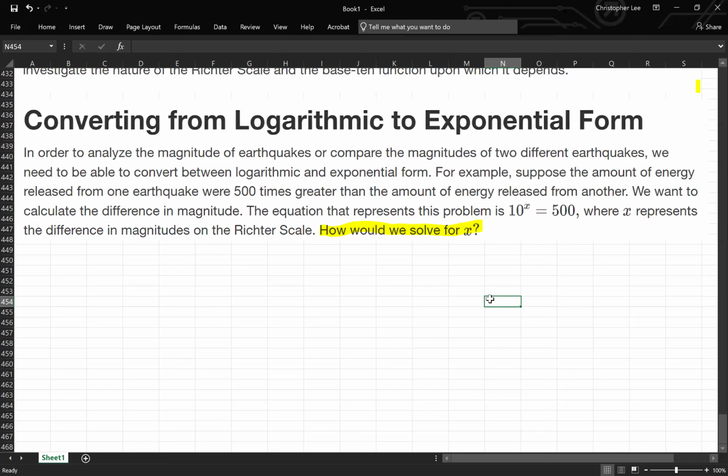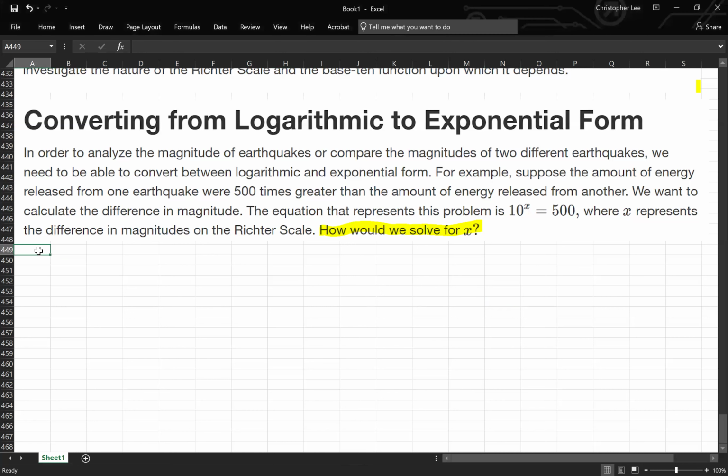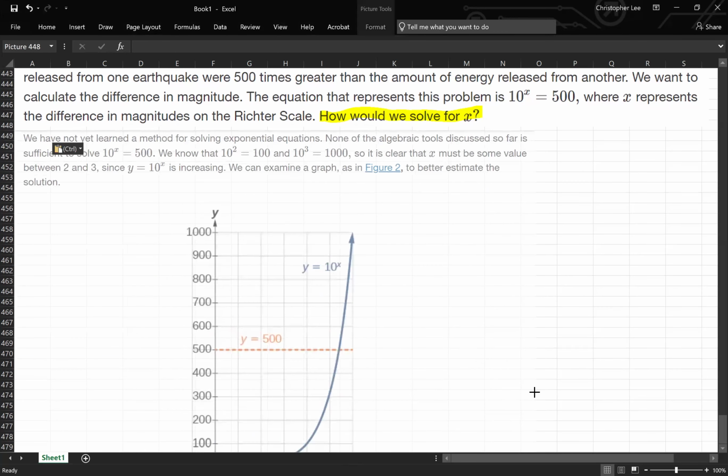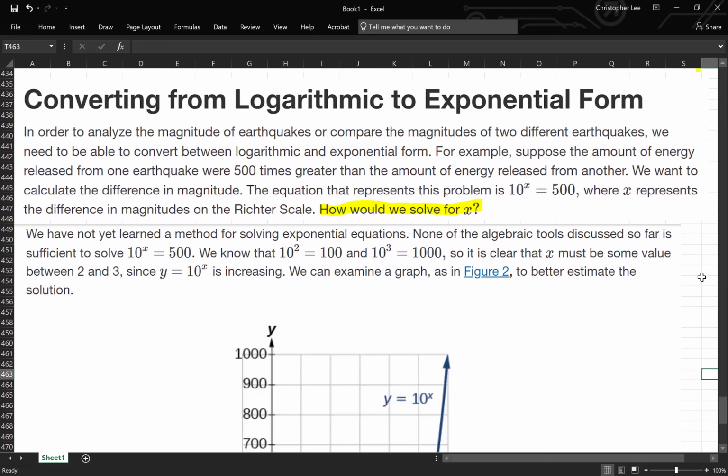Well, let me ask you, how are we going to solve for x? Let's talk about it. Right. An inverse, kind of, right? So we have not yet learned the method of solving exponential equations. None of the algebraic tools discussed so far is sufficient to solve 10 to the x is equal to 500.